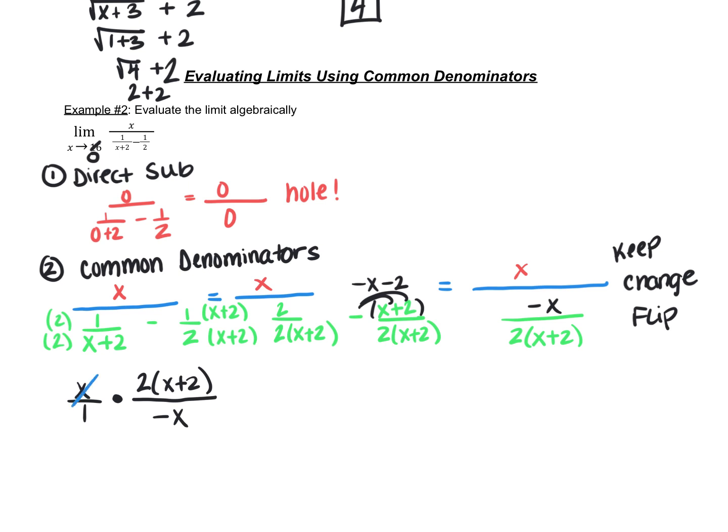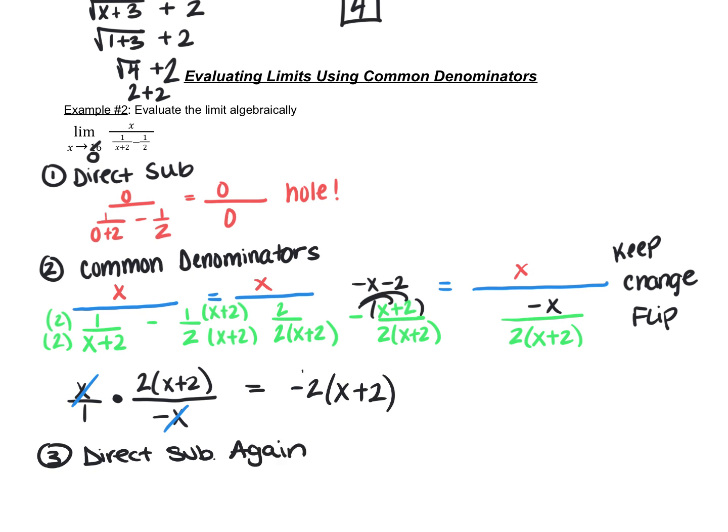Well, I see these x's can cancel, which is great. And this is really saying 2 divided by negative 1. So you can go ahead and put the negative with the 2. So negative 2 times x plus 2. That, my friends, is your simplified equation, which leads us to step 3, which is to do direct substitution again.